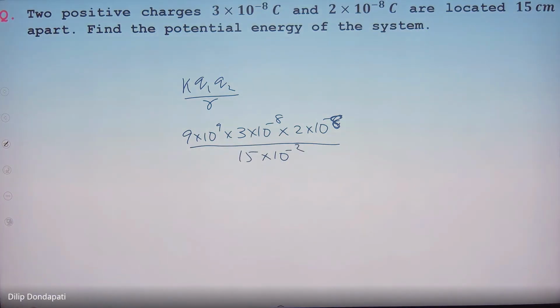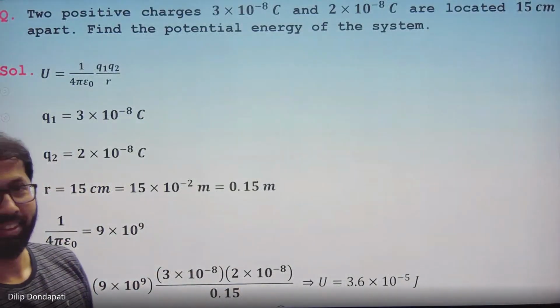No solve. कितना है आपका आंसर? So 1 minute calculation. 3.6 into 10 power minus 5. 3.6 into 10 power of minus 3 will start. Okay, that makes sense.